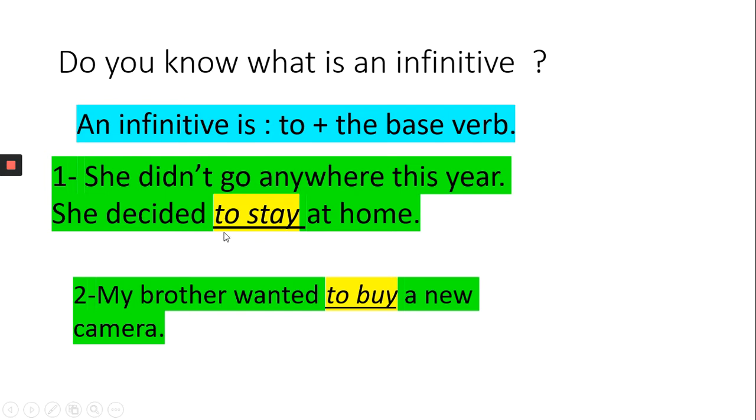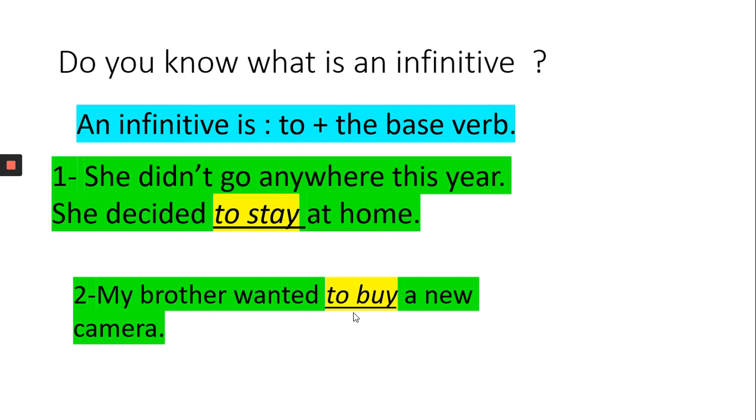Both of them indicate the purpose of a verb. For example, here, she decided to stay. So there is a purpose of decision. Her decision is to stay at home, or the reason, or the cause. And he wanted to buy a new camera. So in these two examples, we have two infinitives, to stay and to buy. We can have a lot of examples of infinitive. Example: my father wanted to clean his car. So after the verb wanted, we take the infinitive to clean his car. And my brother wanted to repair his broken smartphone. So wanted to repair. So to repair is an infinitive.